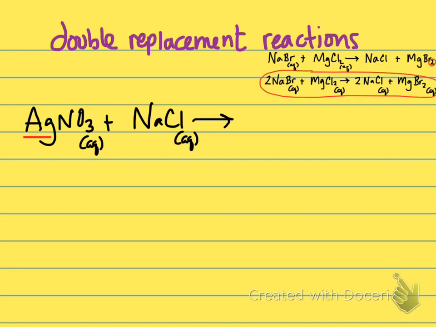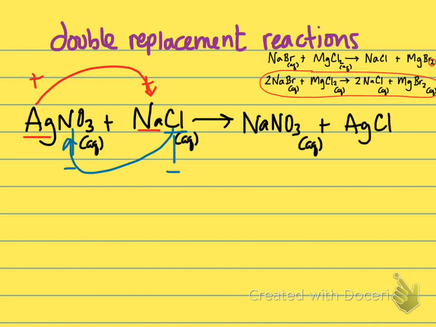Well, we have silver, which is a metal and forms a positive ion, a cation. We've got sodium, which is a metal and forms a cation. We have nitrate, which is a polyatomic ion, but it's an anion, and chlorine, which is going to form an anion. Well, that tells us that chlorine could replace nitrate, and silver could replace sodium. Let's write it up. What we get out of that is sodium nitrate and silver chloride.